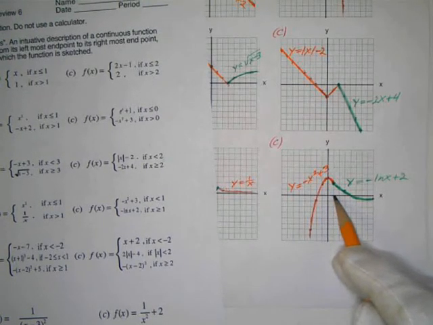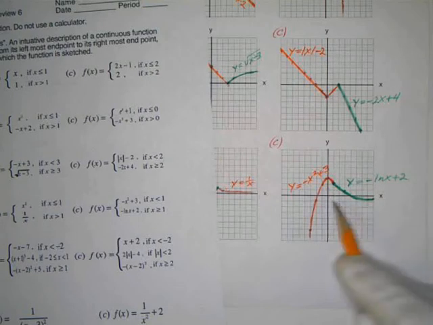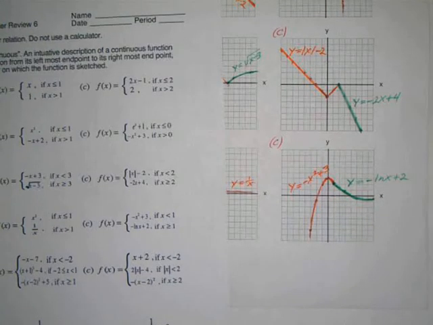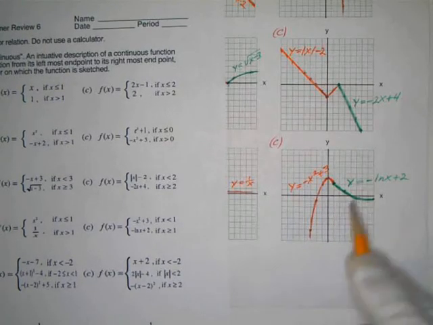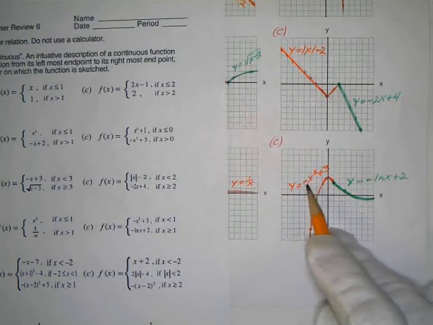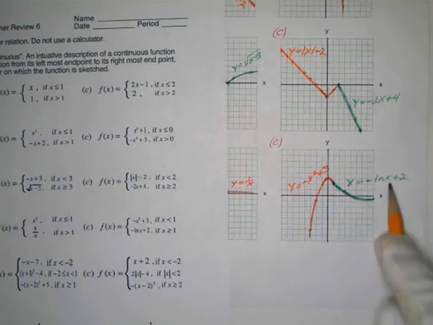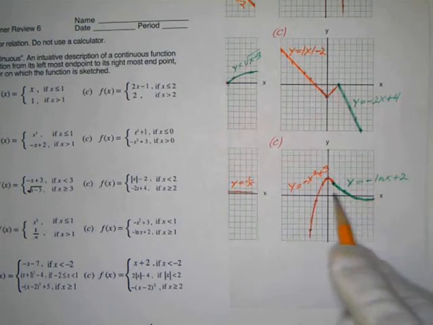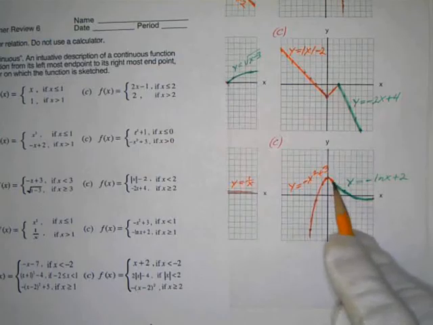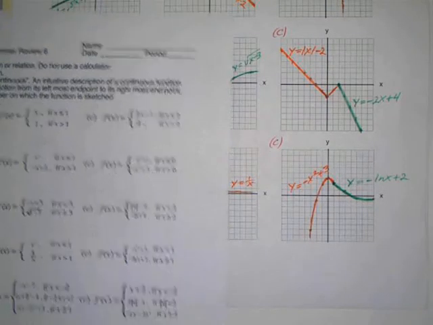And your checkpoint is the point it goes through. Even when you flip it, it goes through the point 1, 0, and then we just shift it up 2. And they both connect at the point 1, 2. In other words, when x is 1, negative 1 plus 3 is 2, and this works out the same way. When x is 1, the natural log of 1 is 0, and I go up 2. Okay? So that's letter C.